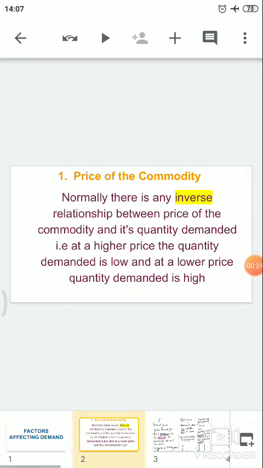Now, the first factor which affects demand is the price of the commodity. We have seen that when the price of a certain commodity is high, we tend to buy fewer units of it. But as the price falls, we buy more units of it. So normally there is an inverse relation between the price of the commodity and its quantity demanded. I have highlighted the word inverse relationship. That means when the price is high, the demand would be less, and when the price is low, the demand would be high. This type of demand is also known as price demand. You can make a note somewhere. It is also called the price demand.